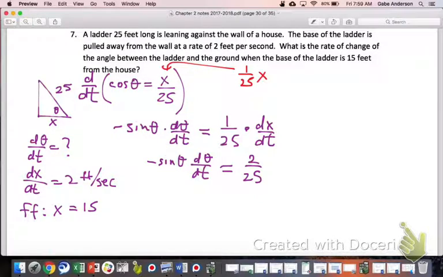So here's what I feel like is the most efficient way of doing this. The bottom line is I want to do sine of theta at the freeze frame moment, right? Once we push pause. So I'm going to rewrite the triangle at the freeze frame moment. Down below, here's my triangle. The ladder is always 25. At the freeze frame moment, the base is 15. This is theta right down here still. And so what I'm supposed to do is find sine of that angle.